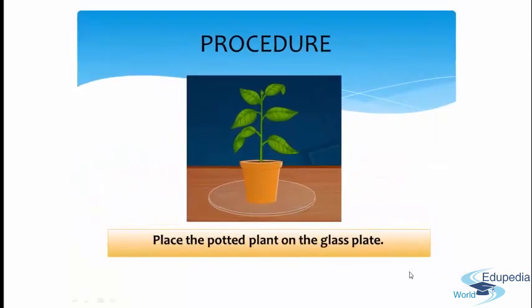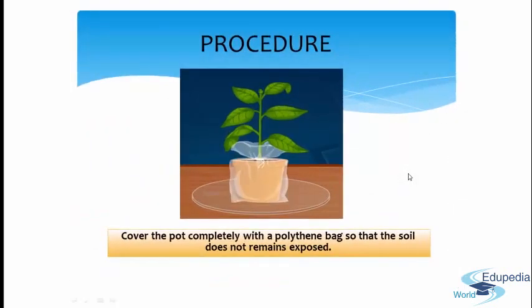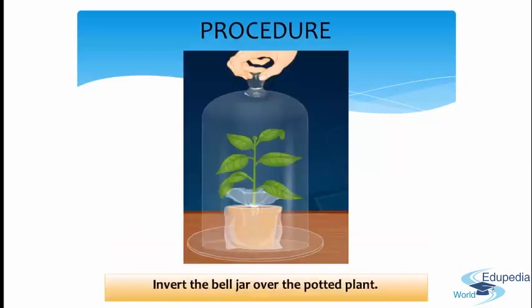Here comes the procedure. We have to place the potted plant on the glass plate. Next, what we have to do? We have to cover the pot completely with a polythene bag so that the soil does not remain exposed. Next, we have to invert the bell jar over the potted plant. See, this bell jar is inverted over the potted plant.